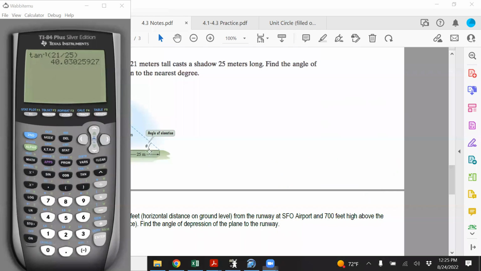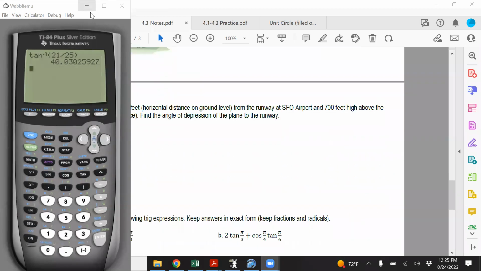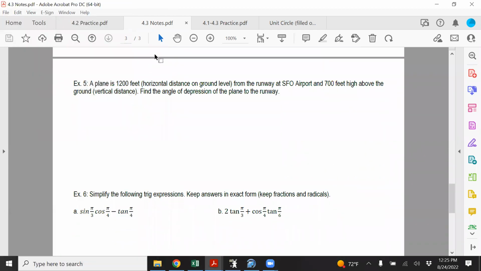All right, let's keep moving. All right, now we don't have a diagram, so we've got to draw one. Okay, so you have an airplane. It's making its approach to SFO. Sorry, the airplane's 700 feet above the ground, and the runway is 1,200 feet away, horizontally. Got it.